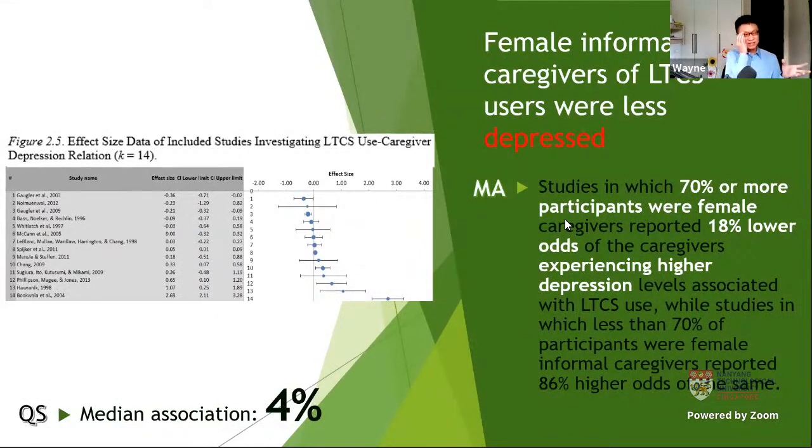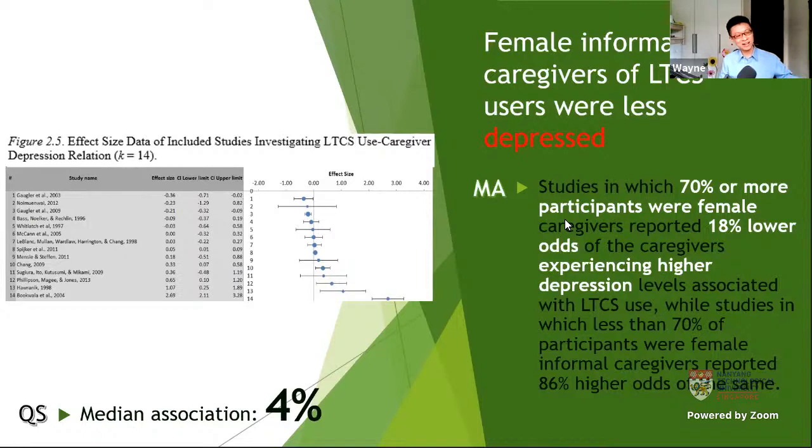Is caregiver depression related to use of long-term care services? The answer is yes. On the right side, you see that among the studies, there are 14 journal articles and dissertations, research studies that studied this phenomenon, that means the association between caregiver depression and use of long-term care services. We found that studies in which 70% or more of the participants were female caregivers reported 18% lower odds, or lower likelihood, of these caregivers having higher depression.